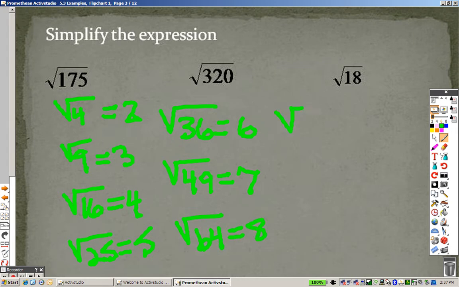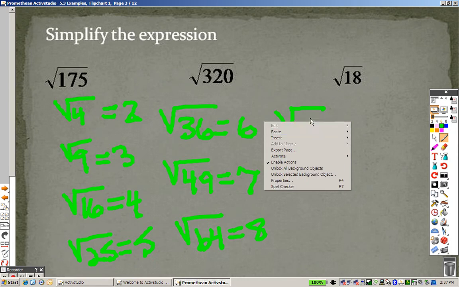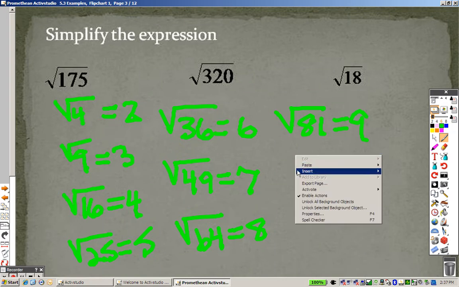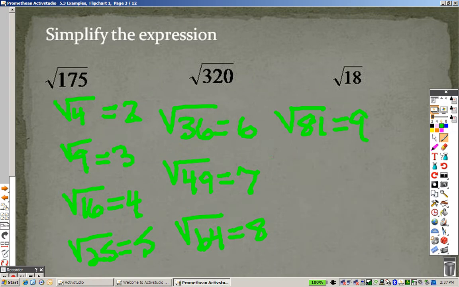You have the square root of 81, and that equals 9. The square root of 100 equals 10. The square root of 121 equals 11, and the square root of 144 equals 12.